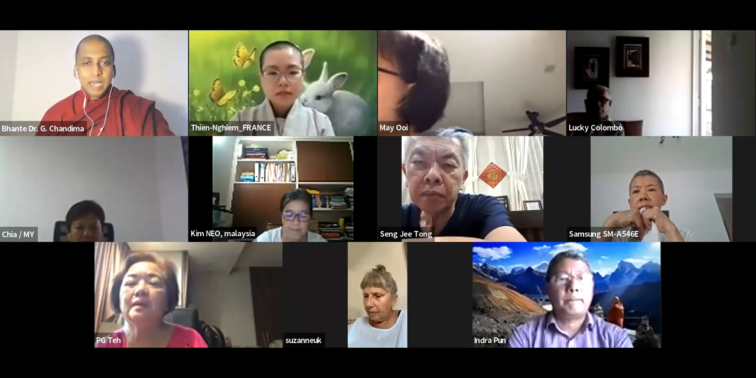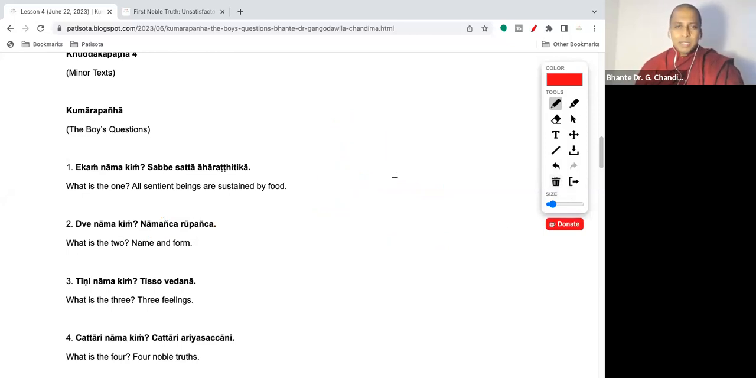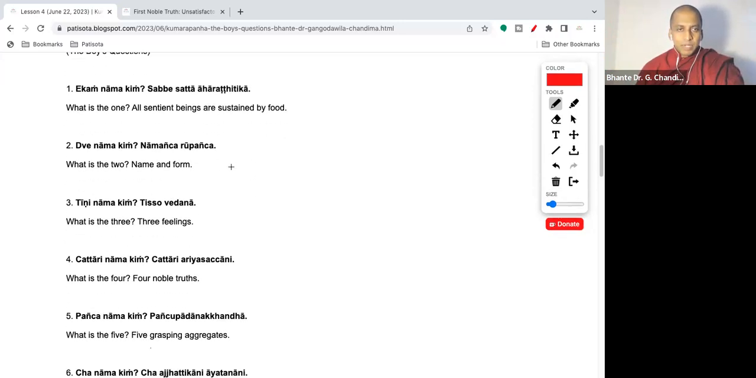All right. Nama and Rupa. This is the most minimal classification of the 5 aggregates. We don't say 5 aggregates, we say there is only Nama and Rupa that every sentient being has. Every sentient being, starting from an ant up until a large animal like an elephant, has only these 2, Nama and Rupa. Any questions on number 2?